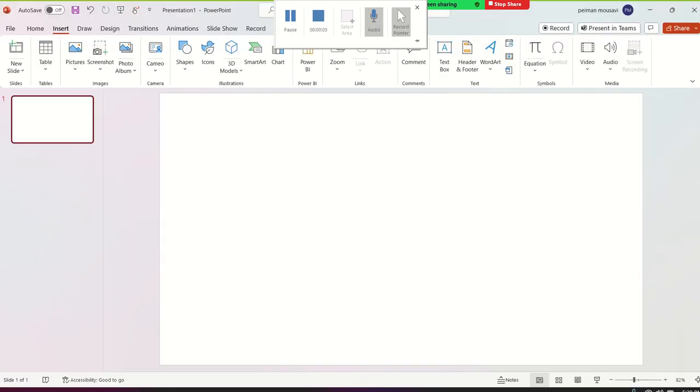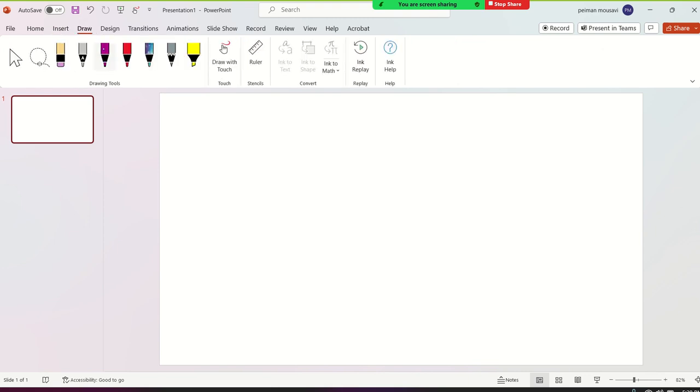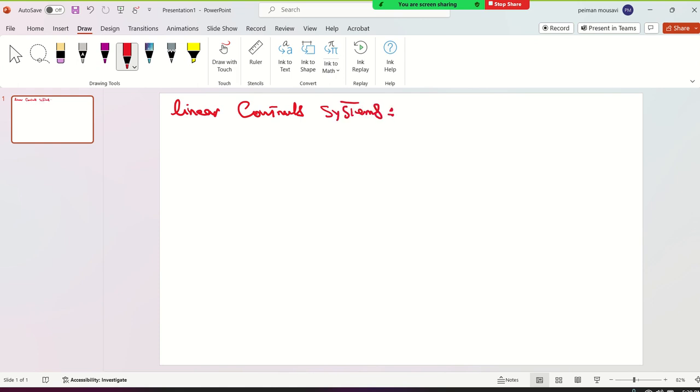Okay, so let's continue. Let's begin the automatic control system, or linear control system.